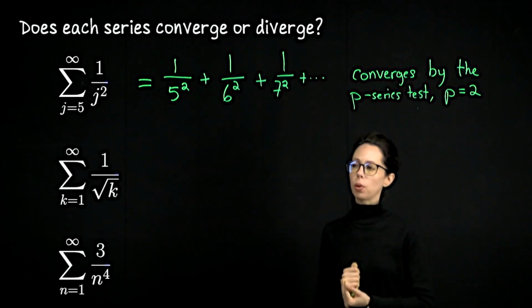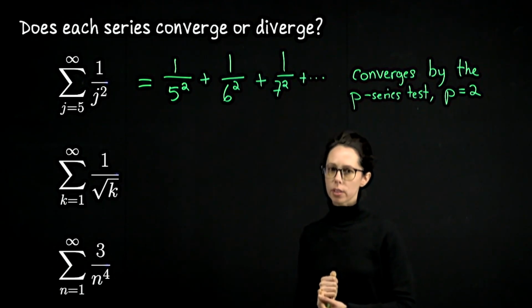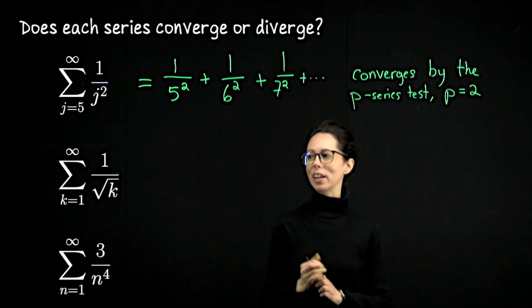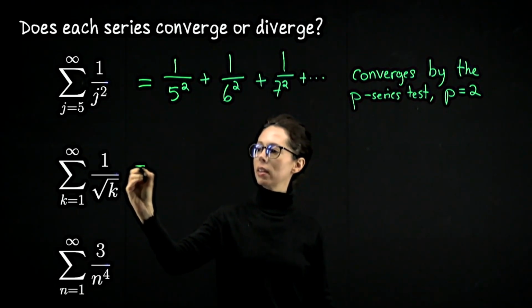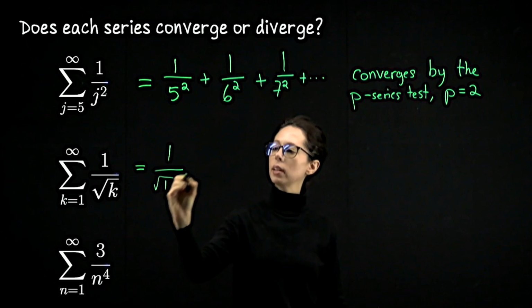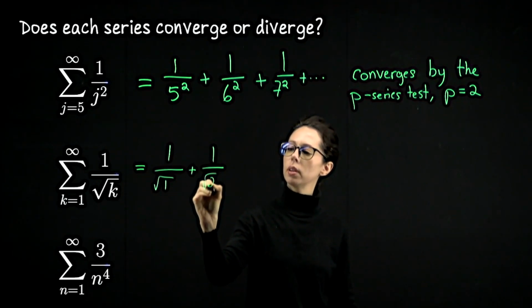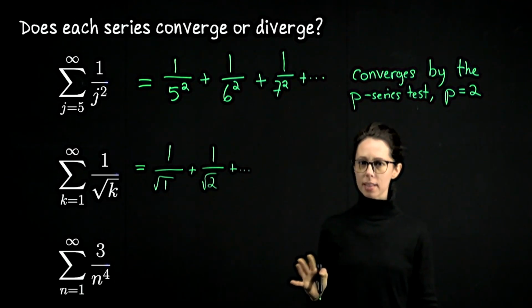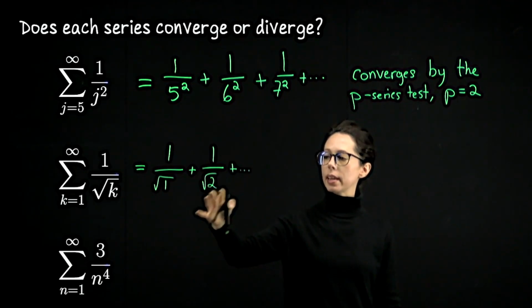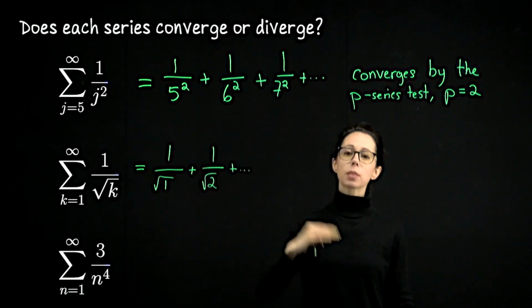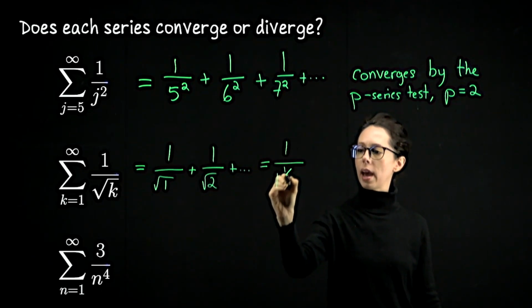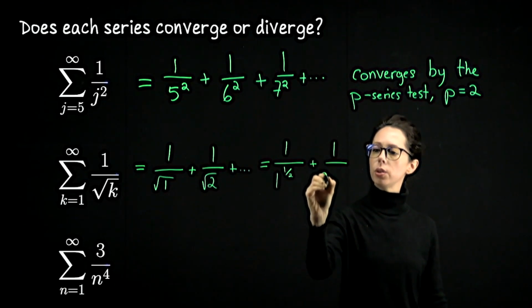For the second example, we have 1 over the square root of k, and we're going to add this up from k equals 1 off to infinity. So this would look like 1 over the square root of 1 plus 1 over the square root of 2, etc. And you might not immediately recognize that this is a p-series, but we need to take these square roots and interpret them as exponentiation to the 1/2 power. So this is 1 over 1 to the 1/2 plus 1 over 2 to the 1/2.